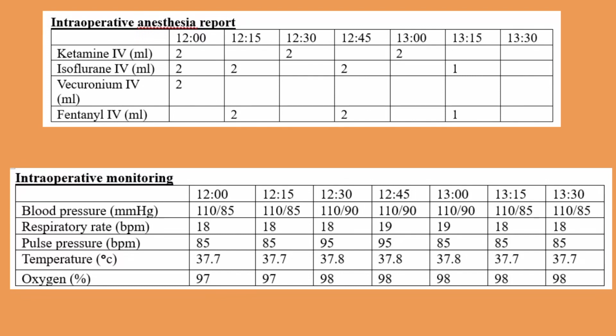The intraoperative anesthesia report is together with intraoperative monitoring of blood pressure, respiratory rate, pulse, temperature, and oxygen level. At 1:30 the surgery is done. So the patient's vital signs are maintained within range and he's getting better. Post-operative care day 1, the patient is in the ICU until 2 p.m. and then changed to dressing ward, and after that changed to normal ward.